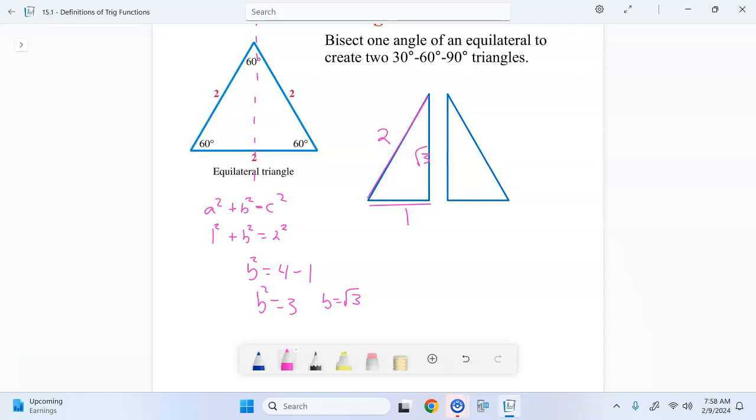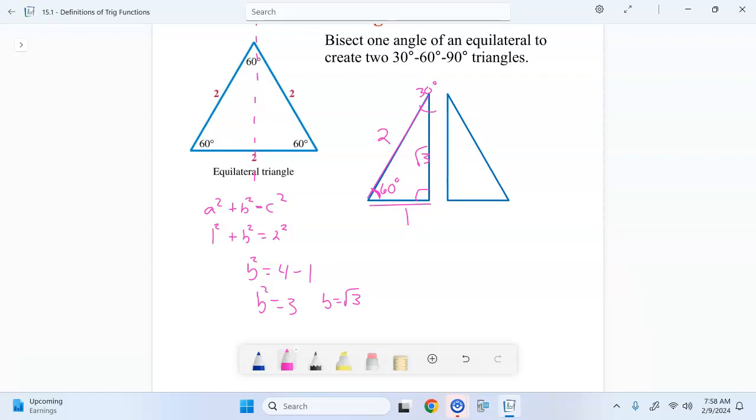Now let's look at the angles. What's the measure of this angle right here? 60. Nothing changed about that one. When I cut it in half and I bisected this base, what's the measure of this angle here? 90 degrees. And then using our triangle angle sum property, what's the measure of this top angle up here? 30. That's where we get our 30, 60, 90 triangle from.